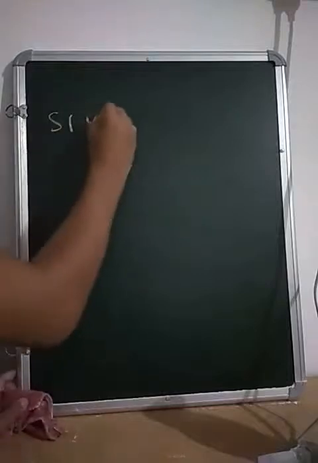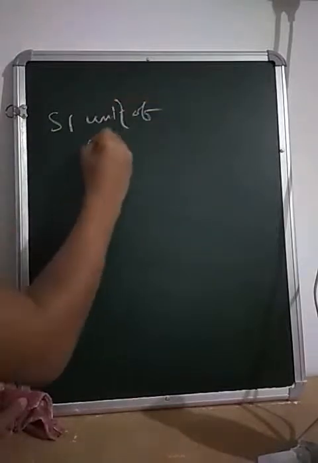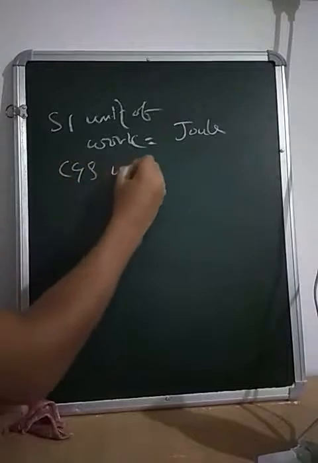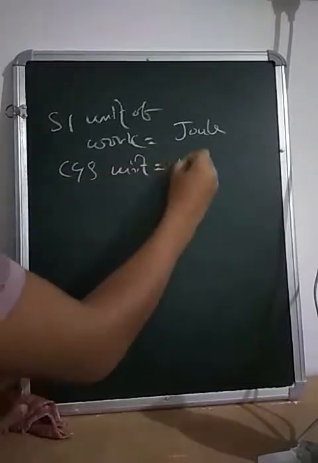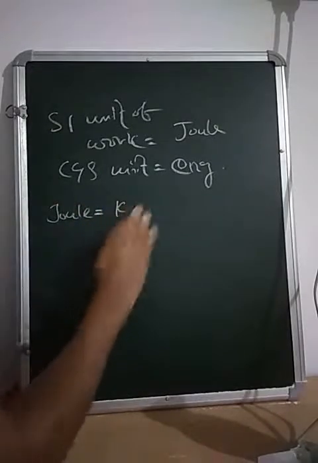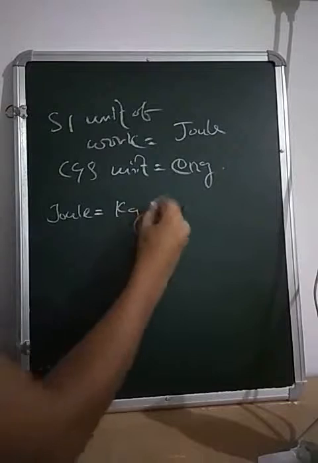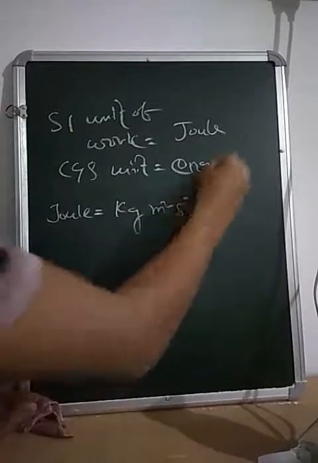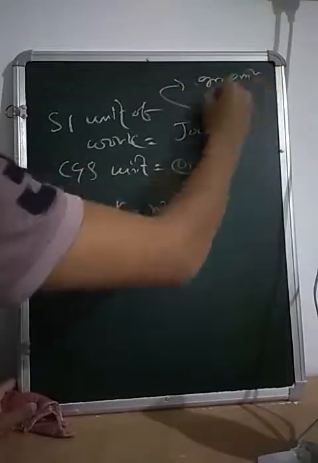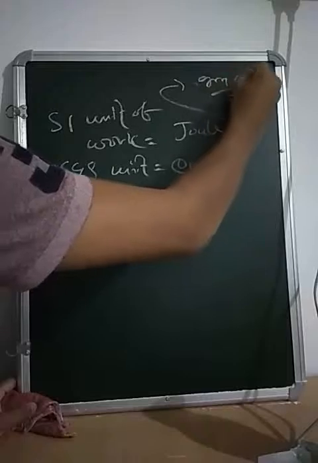Now the SI unit of work is joule, and in CGS the unit is erg. So joule means what? Joule means kg meter square per second square, and erg is gram centimeter square per second square.